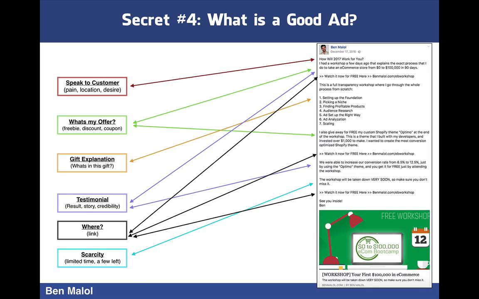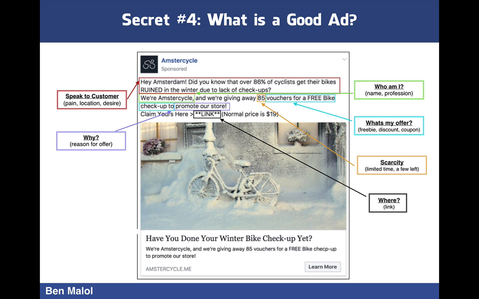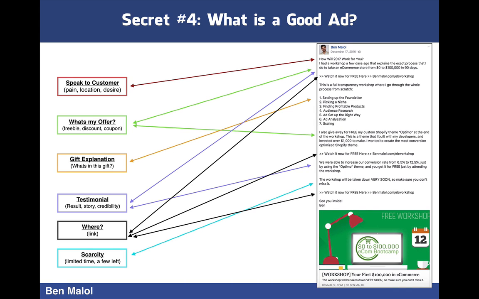Or here, for example, I have a longer ad. Here I'm actually selling something more expensive, a $297 product. So it's a bit longer than this short ad, right? Here I'm giving a free voucher, but here I'm trying to sell a product. Other than that, this is aimed at my list as well. I won't aim this at cold traffic because it will probably not sell. So I'm speaking to the customer, right? How will 2017 work for you? What's my offer? Free workshop, free custom Shopify theme, gift explanation. The gift is the offer explanation, right? So what is the gift? What is the offer?